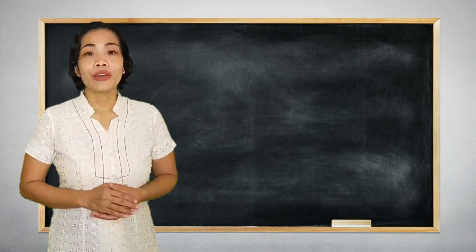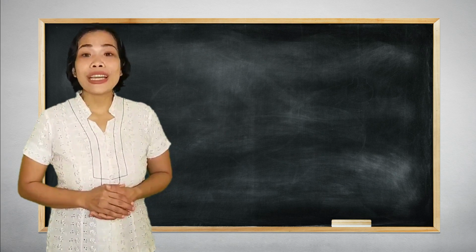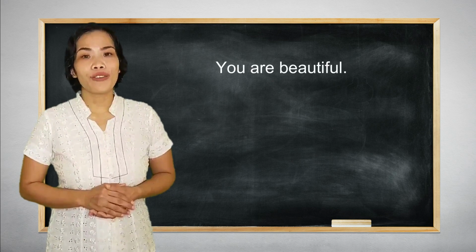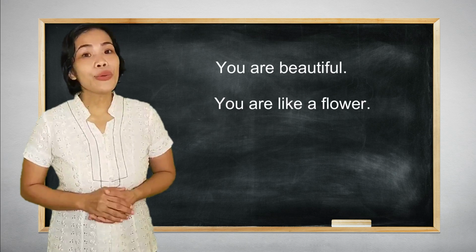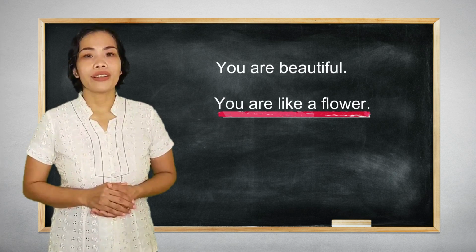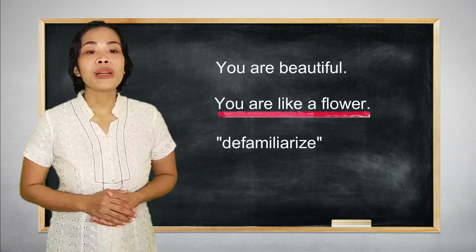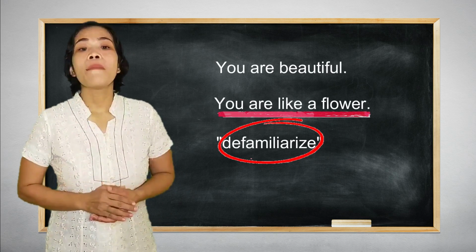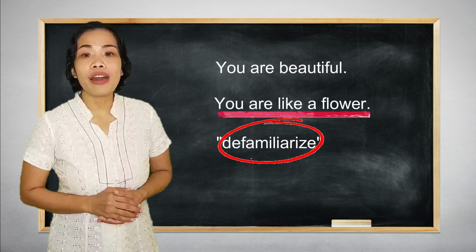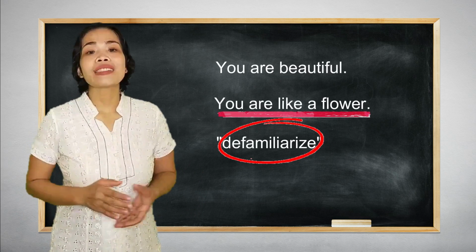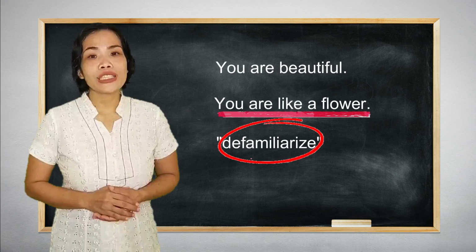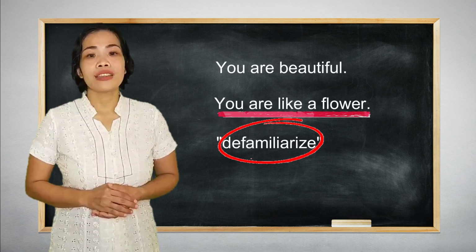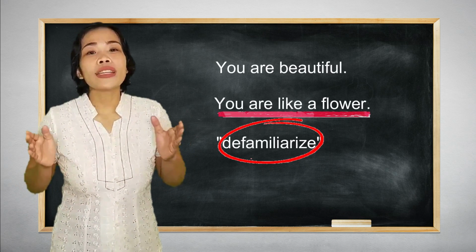For example, you want to tell your friend she is beautiful. Instead of saying you are beautiful, you say you are like a flower. That is what defamiliarizing is all about. You try to understand metaphors, simile, and all that, and try to understand the text without taking into consideration outside influences. You are fixed on the text alone.